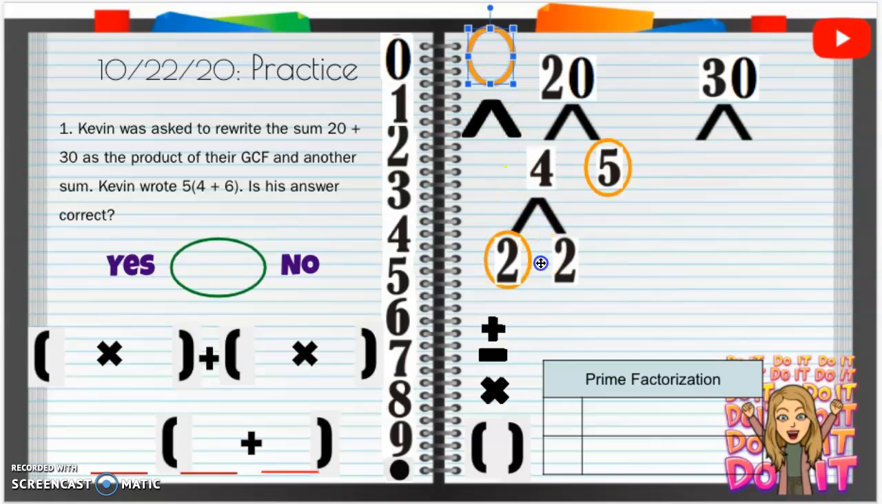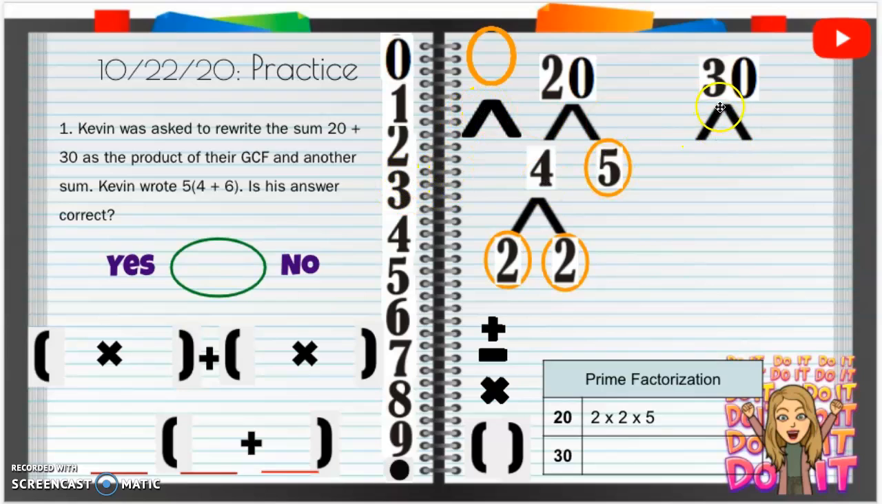So our prime factorization, because we can't go any further, our prime factorization of 20 is going to be, in order from least to greatest, 2 times 2 times 5. As I tell you guys, I like to write down my numbers and then put in my multiplication symbols. All right, so now we need to find our prime factorization of 30.